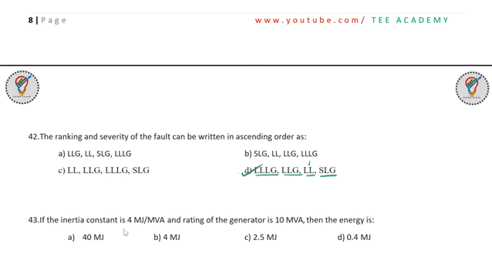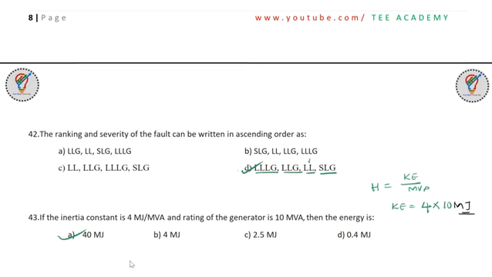If the inertia constant is 4 megajoules per MVA and the rating of the generator is 10 MVA, the energy is, so inertia constant H is equal to kinetic energy stored divided by MVA rating here. So I want the kinetic energy. So kinetic energy is equal to the inertia constant, which is 4, into 10. So 10 into 4 means 40 megajoules is the answer. Okay, hope you're getting the answer as A.